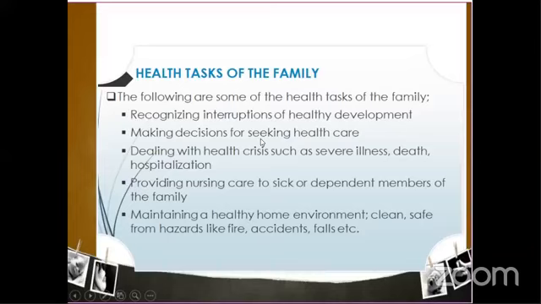So health tasks, the health tasks of the family. Let me draw your attention, this is basically more of nursing, but I'm going to explain it and make it simpler. Let me draw your attention from how you're viewing the social responsibilities to health. Whatever we are talking about affects the family's health either positively or negatively. So the health task of the family is what the family is obliged to do to maintain the optimum health status or well-being of the members. So the number one thing is recognizing interruptions to healthy development.